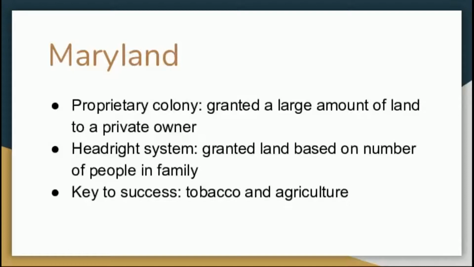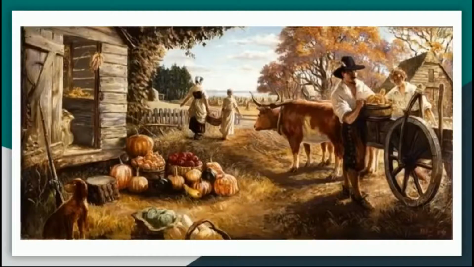Now, in Maryland, they also had this other thing called the headright system. So how they decided to divvy it up, you would have a single owner that would go and buy a lot of the land. And then to divvy up the land, they would have the headright system, which means however many people in your family, the heads of your family, is going to end up determining how much land you end up getting. And they're going to be mostly focused on tobacco and agriculture, but we'll talk about that in just a little bit.